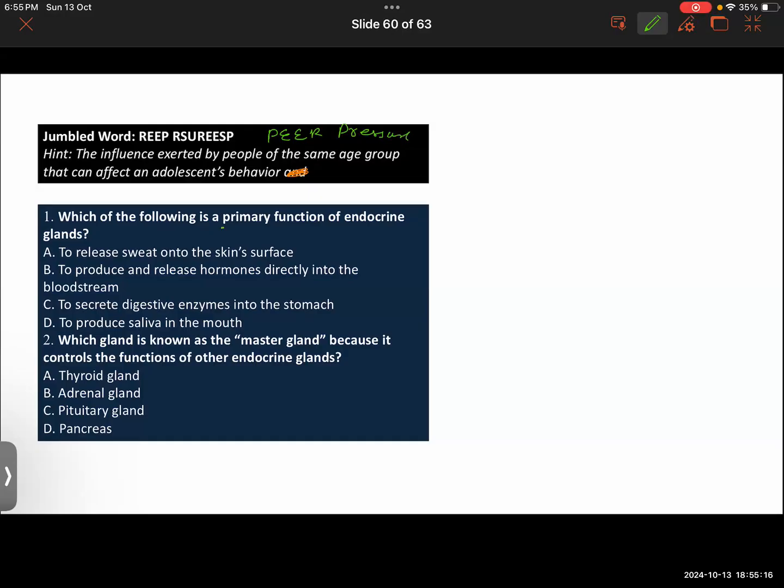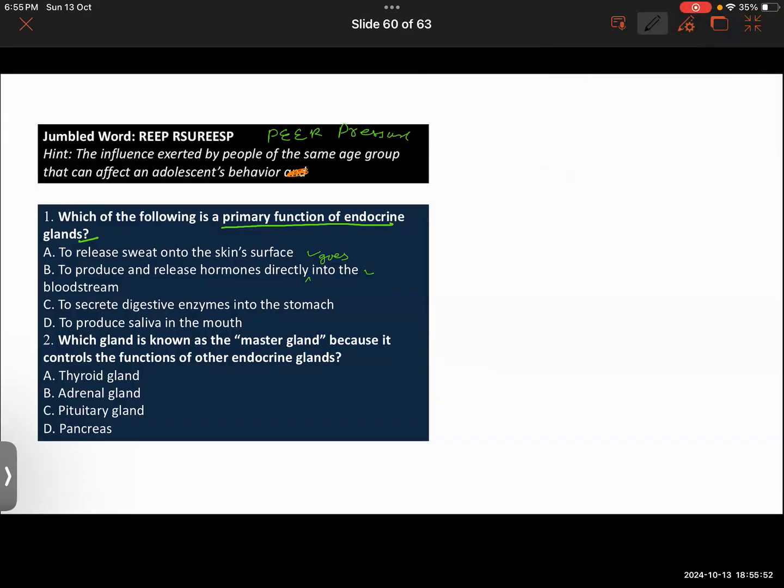Now, which of the following is a primary function of endocrine gland? Is it to release sweat onto the skin surface, to produce and release hormones that directly go into the bloodstream, or to secrete digestive enzymes into the stomach, or to produce saliva in the mouth? B. Option number B. Okay, others? Sir, A, I think. A. Okay, okay. Sir, I think it's B.